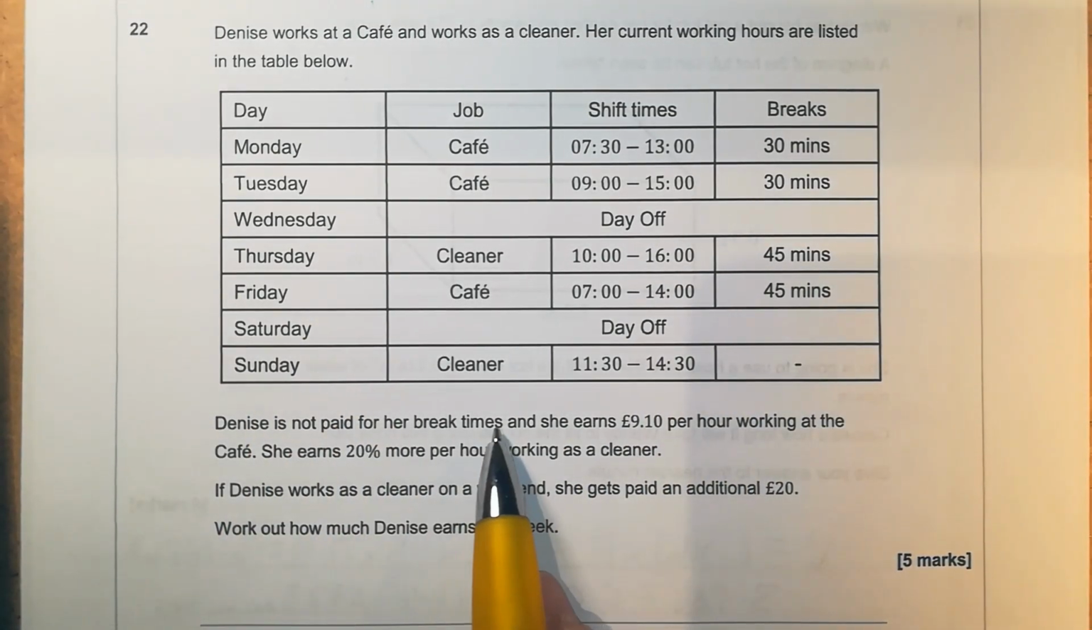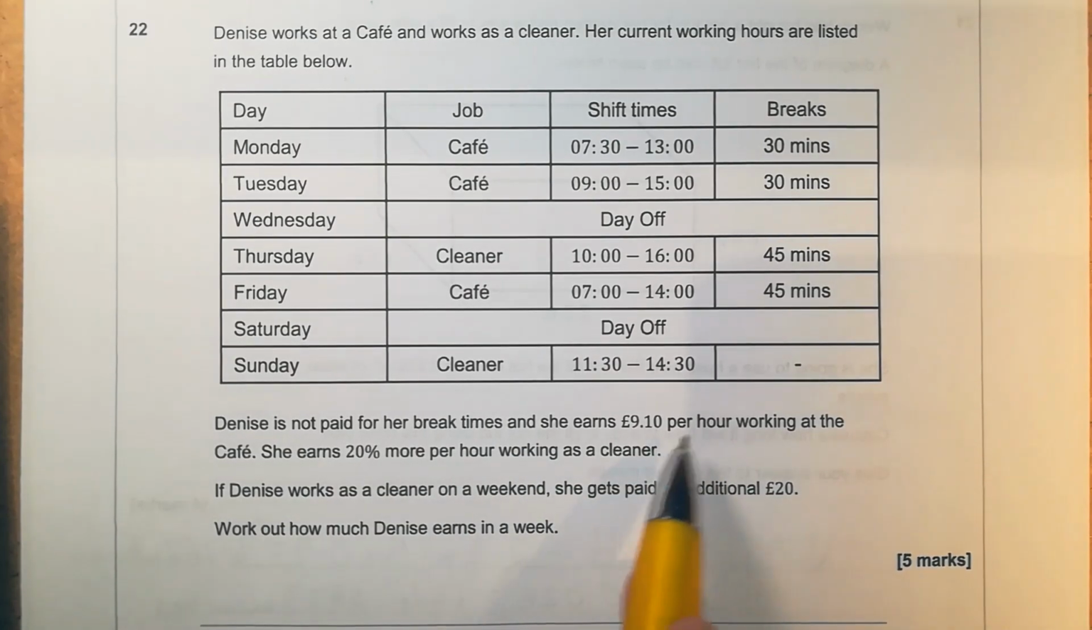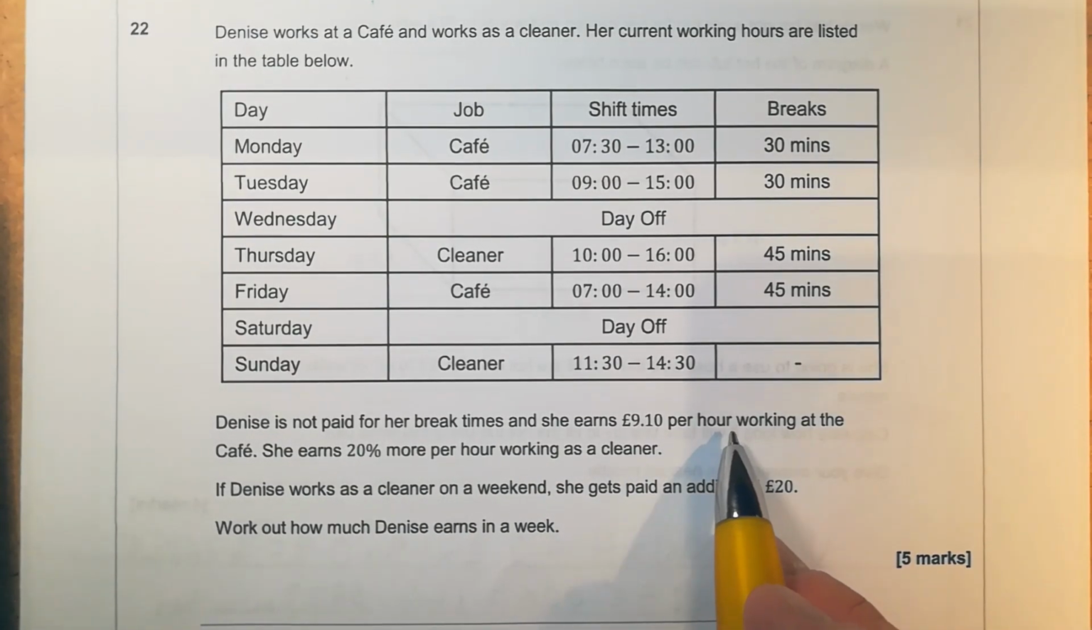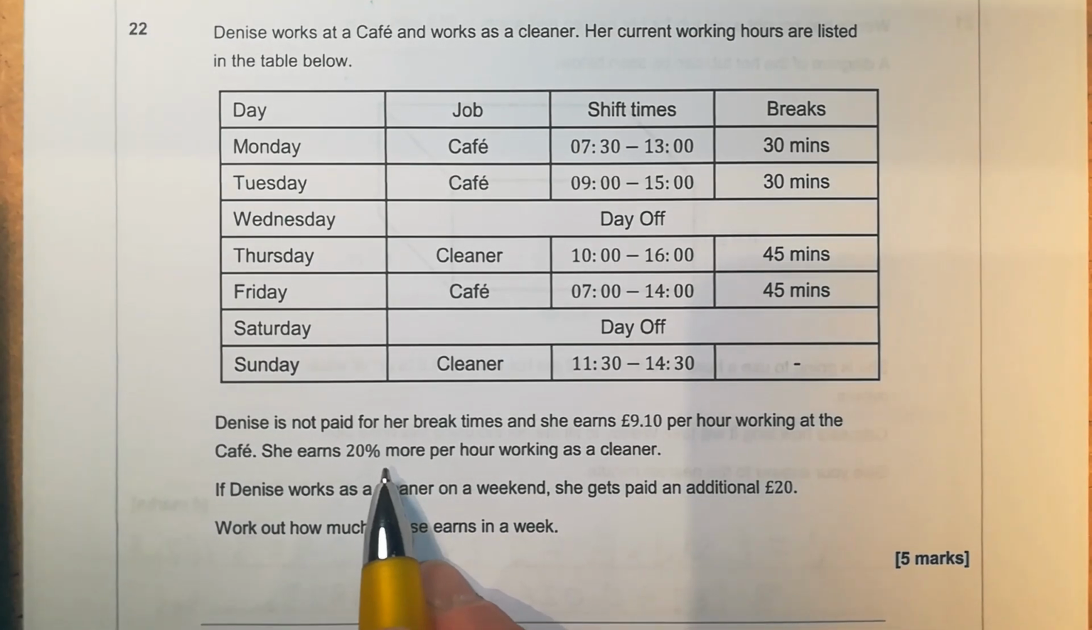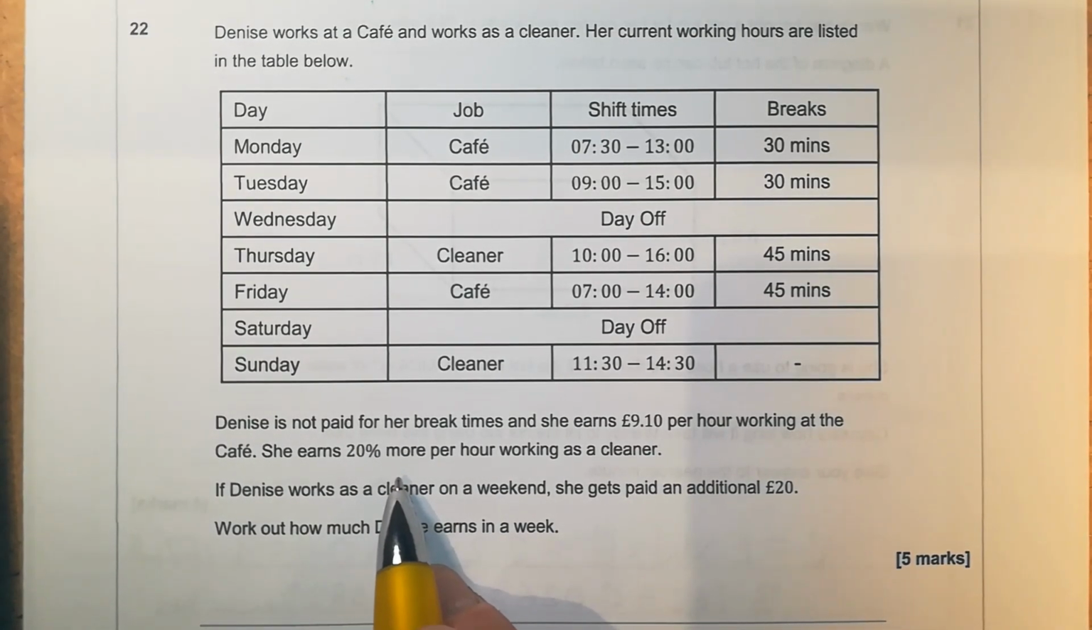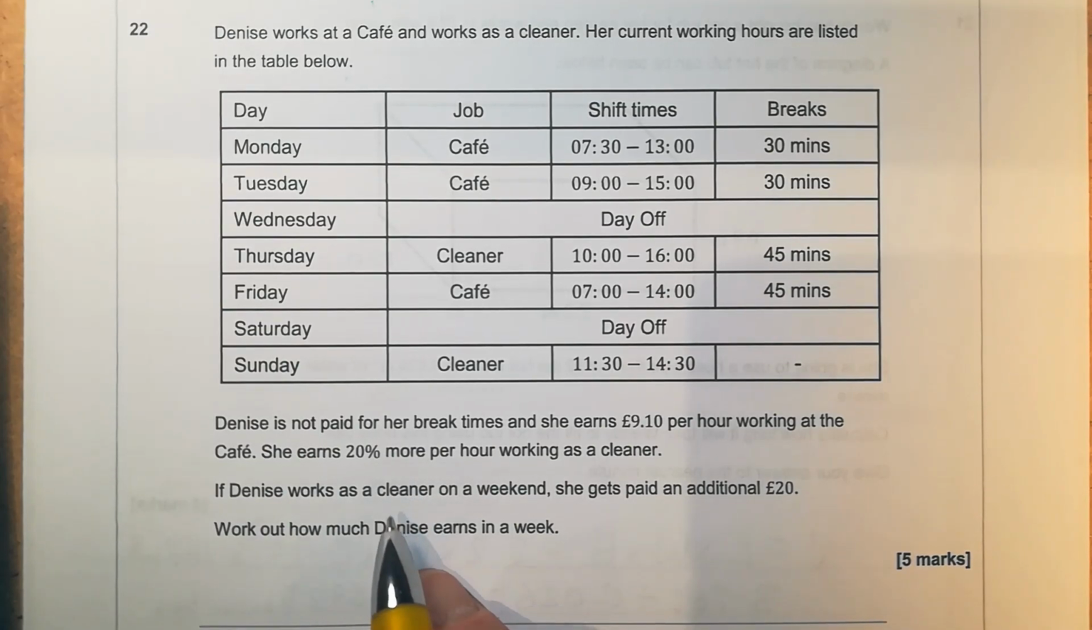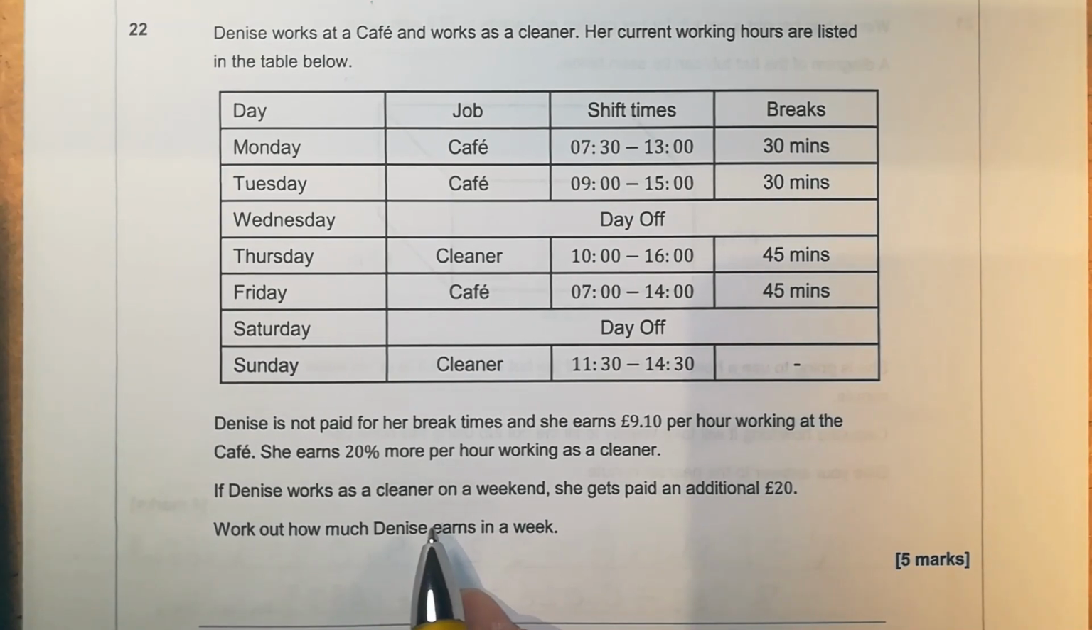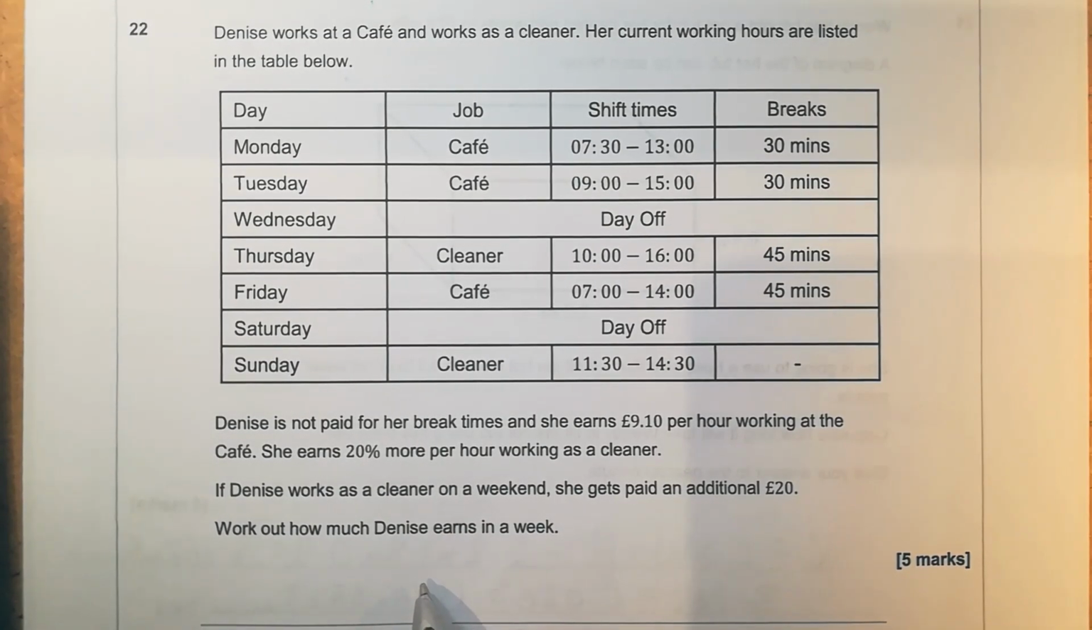Denise is not paid for her break times, and she earns £9.10 per hour working at the cafe. She earns 20% more per hour working as a cleaner. And if Denise works as a cleaner on a weekend, she gets paid an additional £20. Work out how much Denise earns in a week.